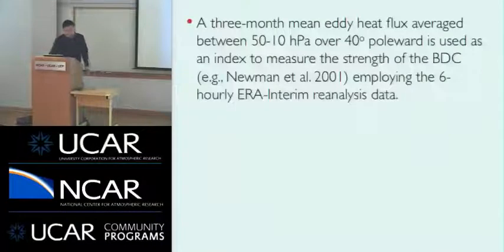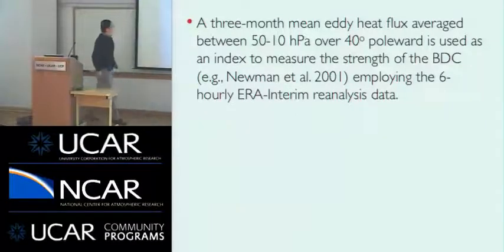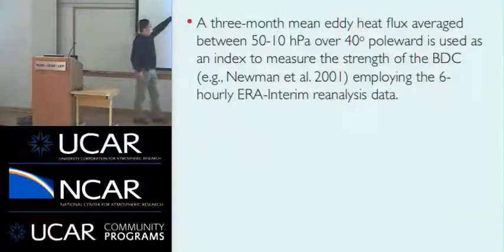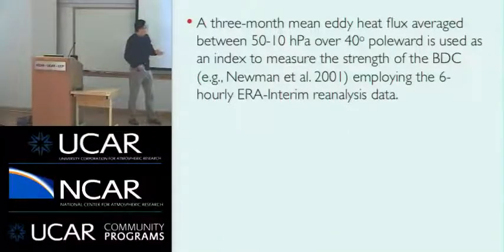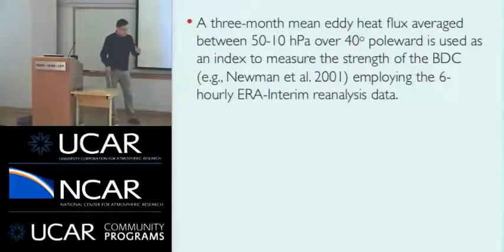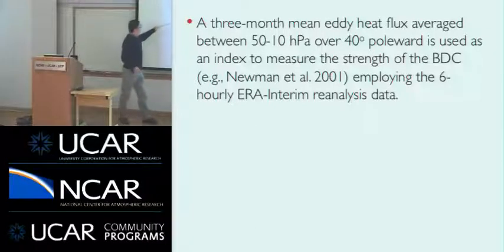So in order to separate the dynamic component from the radiative component, which is exactly the point you asked, we use the 3-month mean eddy heat flux averaged between 20 and 10 hectopascal. It's really not very sensitive to what we do here. We average over 40 degrees poleward, as an index, a measure of the strength of the Brewer-Dobson circulation. We do this separately for the Northern Hemisphere and the Southern Hemisphere, 40 degrees northward and southward, and then form the index. We use ERA-Interim data, though our results are not sensitive to which data we use.